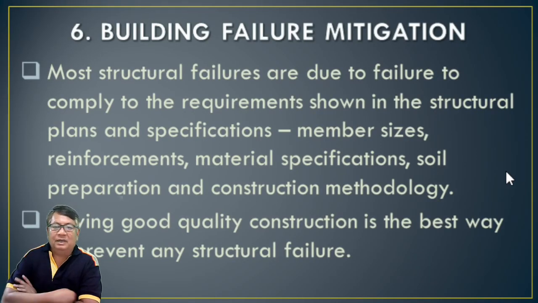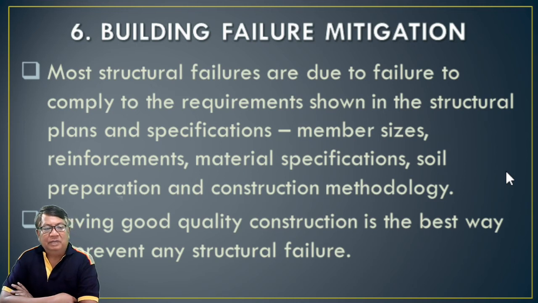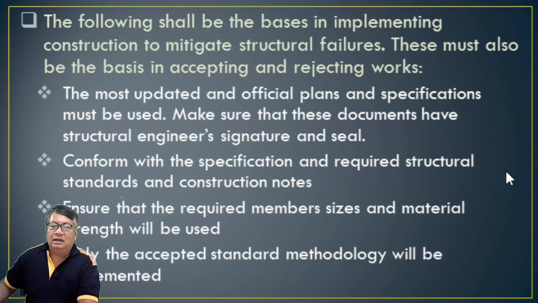Number 6, building failure mitigation. How to mitigate, to minimize these building failures. Most structural failures are due to failure to comply with the requirements shown in the structural plans and specifications: members, sizes, reinforcements, material specifications, soil preparations, and construction methodology. So this might be some of the causes of the building failures. Having good quality construction is the best way to prevent any structural failures.